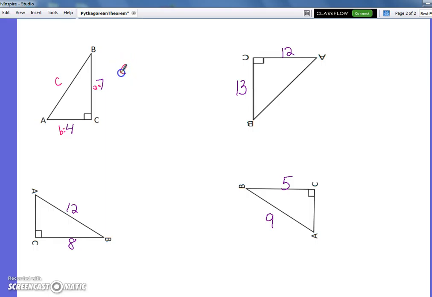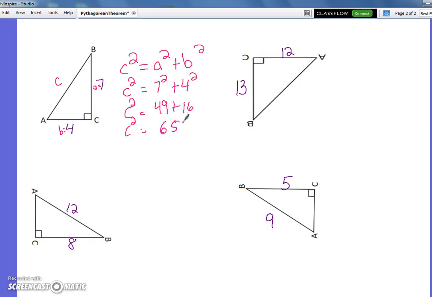So here's what you do. You write the formula, the Pythagorean theorem, c squared equals a squared plus b squared. The c is always your hypotenuse. So in this problem, I do not know the hypotenuse, so keep it c squared. a squared would be 7 squared, and then b squared would be 4 squared. And then you're just going to solve this. 7 squared is 49, 4 squared is 16, and you're going to get 65 when you add those together.